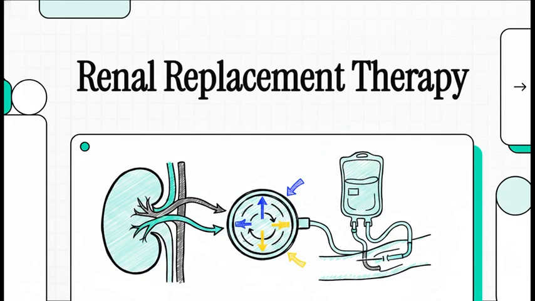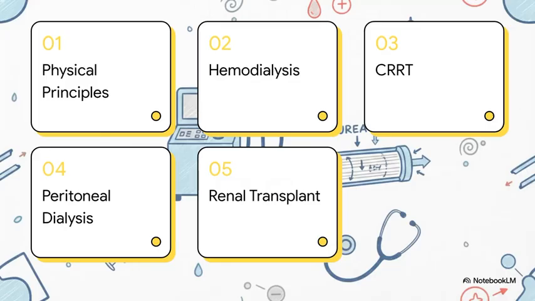Welcome to This Explainer, where our goal is to demystify the physical and biological mechanisms that keep patients alive during kidney failure. Okay, let's dive into this roadmap. To really grasp how we replace the kidney, we've got to first build our physics toolkit. Then, we'll look at how those core principles apply to intermittent hemodialysis, continuous renal replacement therapy, and peritoneal dialysis, before capping things off with the ultimate biological replacement, a renal transplant.